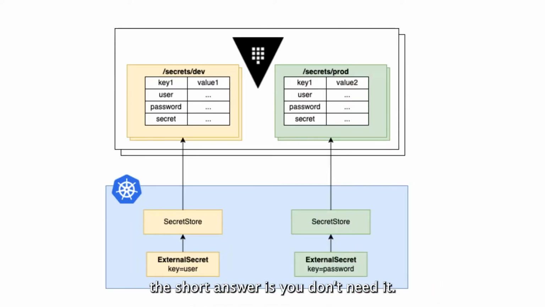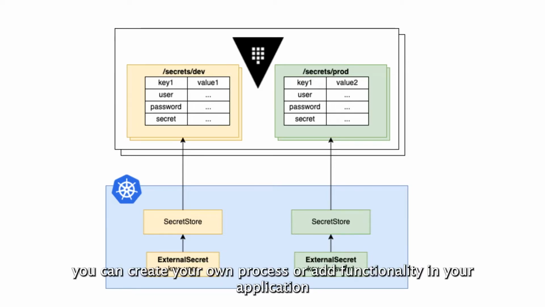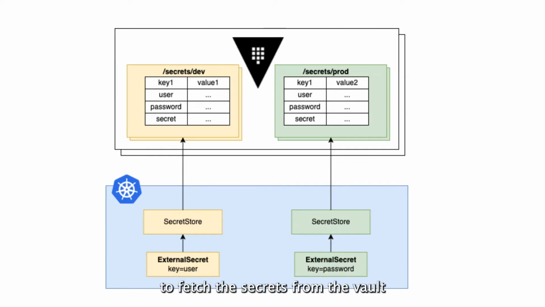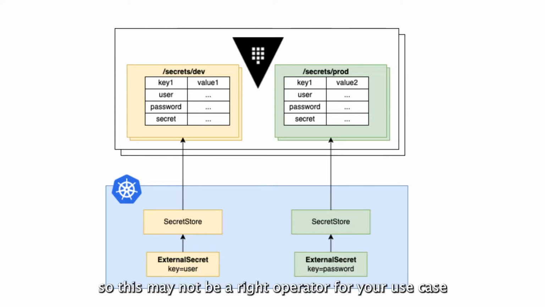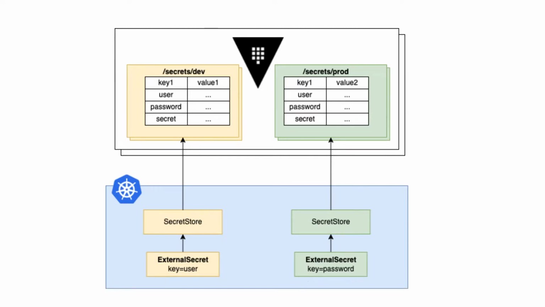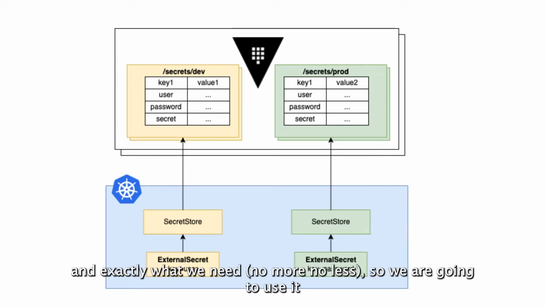The short answer is you don't need it. You can create your own process or add functionality in your applications to fetch the secret from the Vault. In fact, ESO is very limited and only supports the Vault KV engine, so this may not be the right operator for your use case. But for our use case, this satisfies the requirement and is exactly what we need, no more, no less. So we're going to use it.